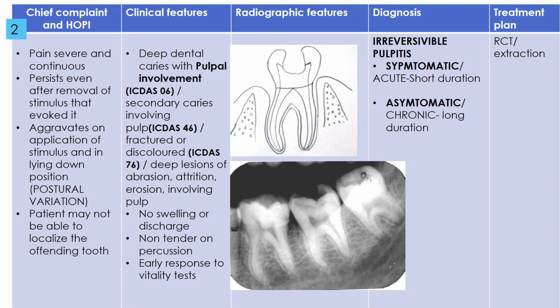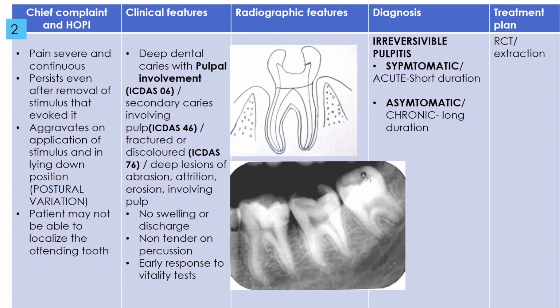Now, this situation, the diagnosis would be called irreversible pulpitis. Again, it could be symptomatic if your patient has come to you with a short duration or acute symptoms and severe pain, or it could be asymptomatic irreversible pulpitis, in which the pain has been long standing, the caries is still involving the pulp, but the patient is not having pain due to a high pain threshold. So these are typically the chronic cases.